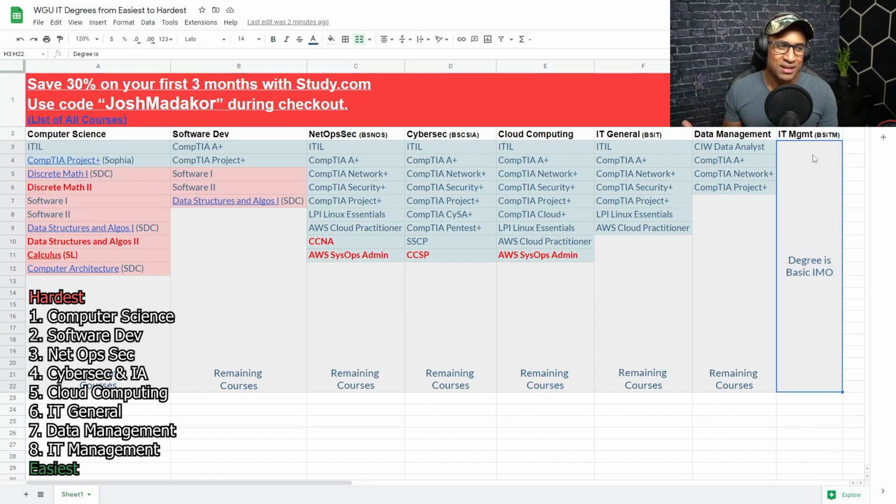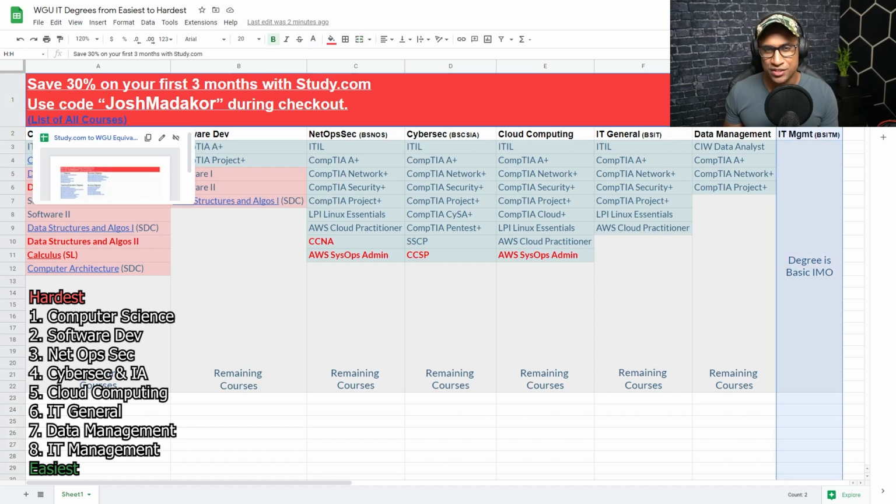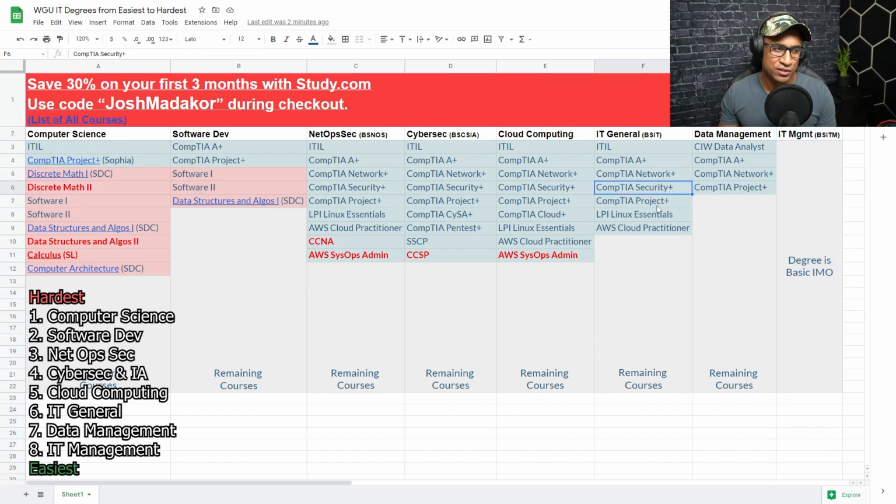A lot of the time I recommend people: okay, you can get this degree, even though it doesn't have any certs in it, just get this degree, bang it out quickly. And then you can go through and pick the certs that you want afterwards and do these on your own accord after you graduate, if that makes sense.